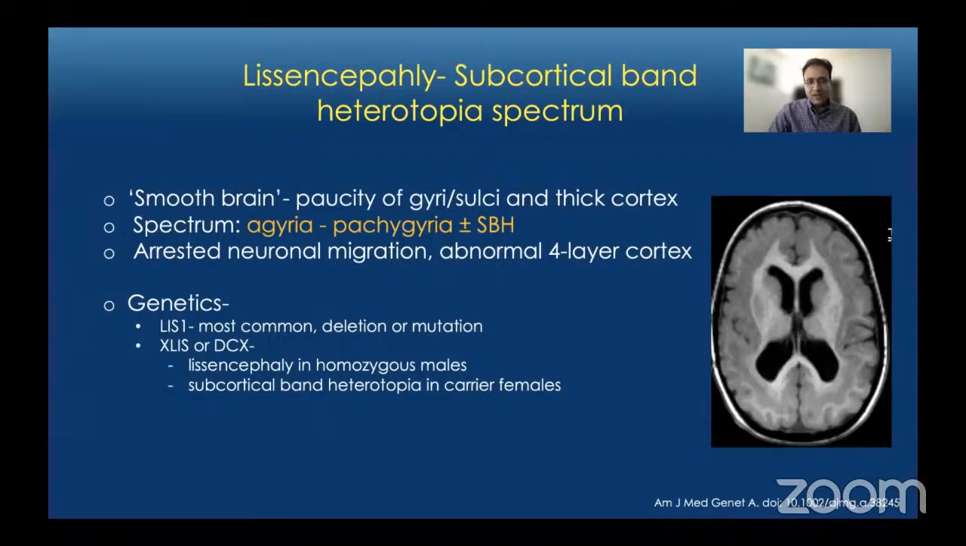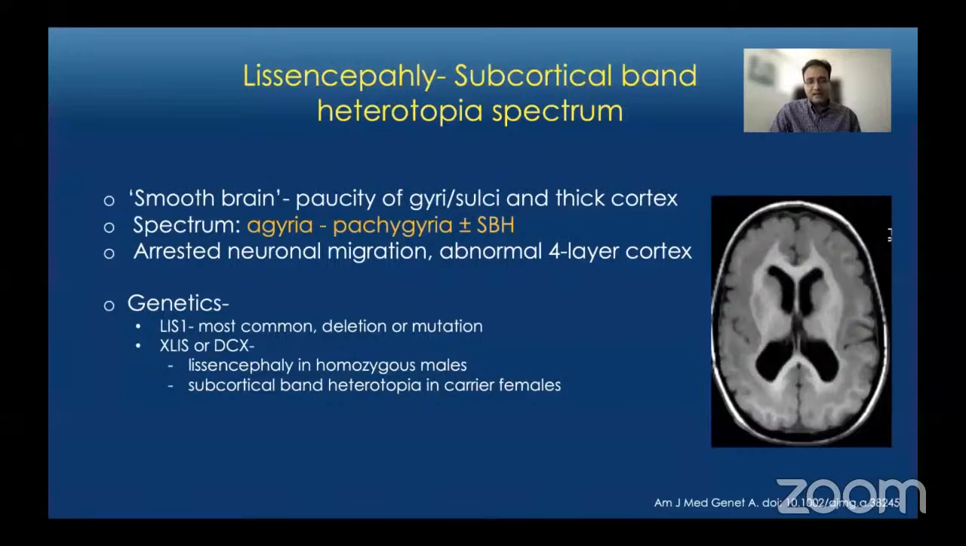Lissencephaly is caused by arrested neuronal migration, and the cortical lamination is abnormal with 4-layered cortex instead of 5. There are 2 important genes involved in the lissencephaly spectrum. The first one is the LIS1 gene. It's the most common. Either deletion or mutation of this gene can result in lissencephaly.